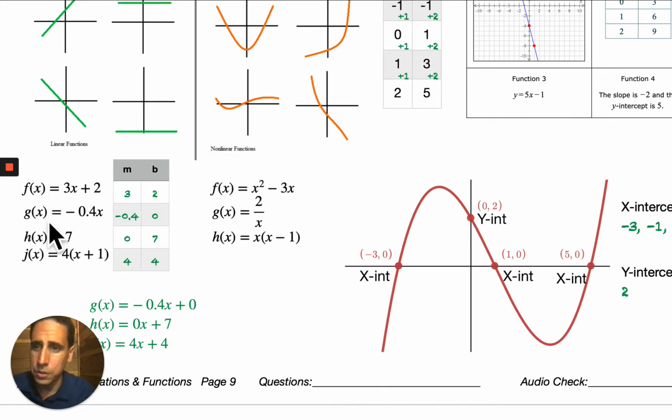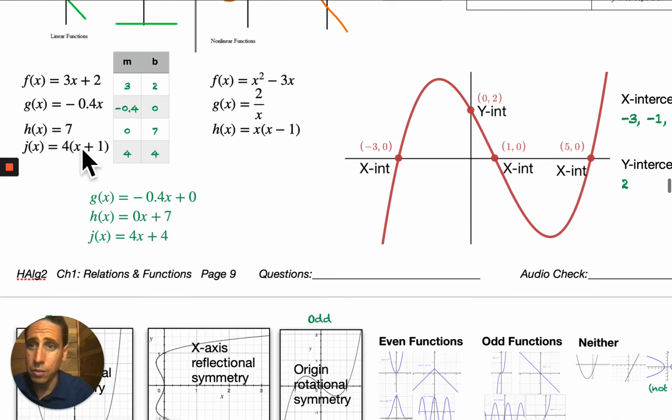Here's a whole bunch of different functions: the f function, g function, the h function, j function. Here I've written in the table what the slope and the y-intercept is. I know that the slope is 3, the y-intercept is 2. 3, 2. The slope is negative 0.4, and the y-intercept isn't explicitly written.